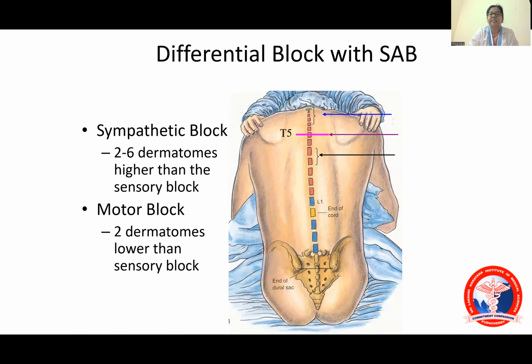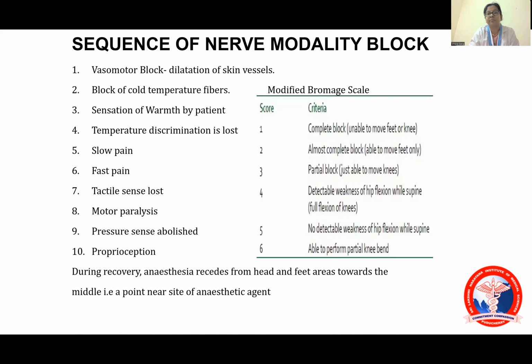Differential block. Why is it called differential block? Because sympathetic block is attained 2 to 6 dermatomes higher than sensory block, and motor block is achieved 2 dermatomes lower than sensory block. So if we get a sensory block at T5, we'll get a sympathetic block higher than T5 and a motor block lower than T5.